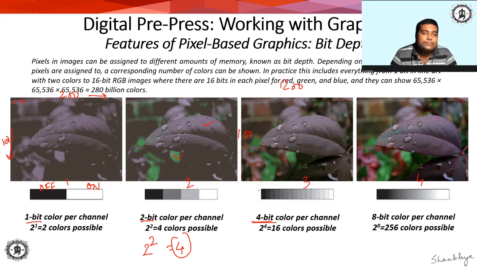Okay. Now, similarly, how many outcomes are possible, how many colors are possible? Same, 2 to the exponential 4, 16. And finally, we come to 8 bit. For each pixel, I have assigned 8 bits of memory allocation. So the total number of colors possible is 256.